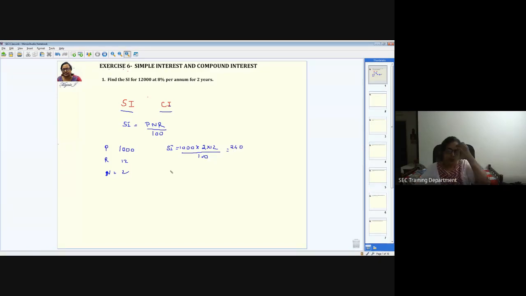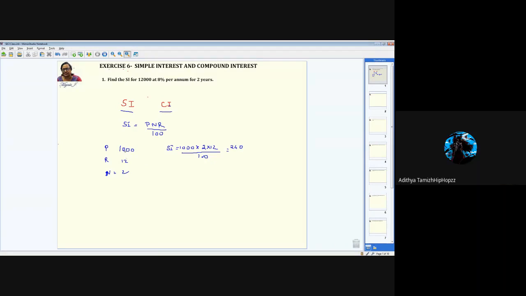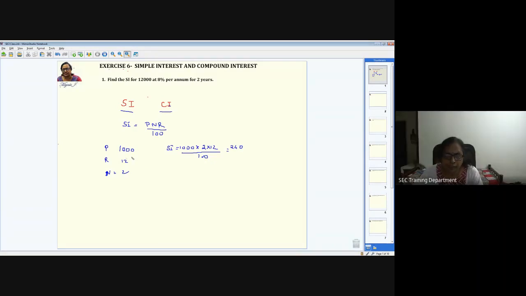240. Or you can say, when we say 12 percent interest, you know that 12 percent of 1000 is how much? 120, because 1000 into 12 by 100 is 120. So 2 years is going to be 240. That's it, right? So this is simple interest.